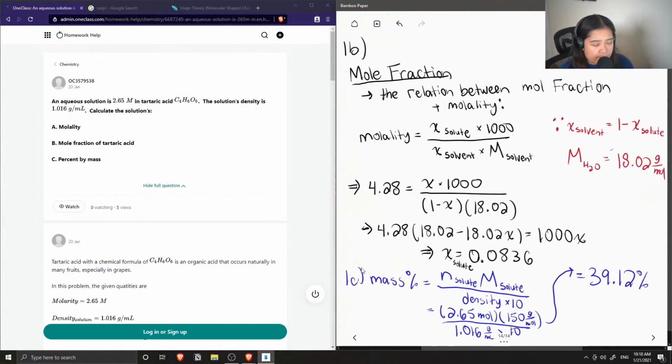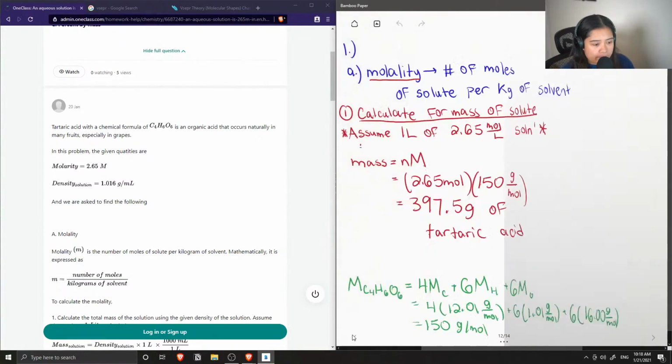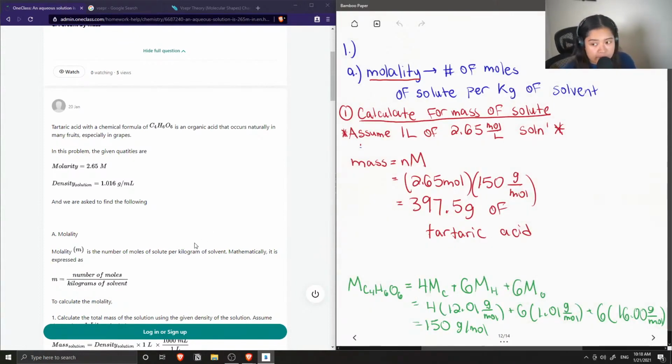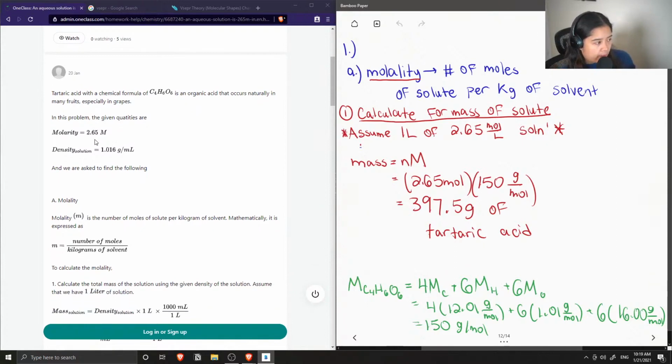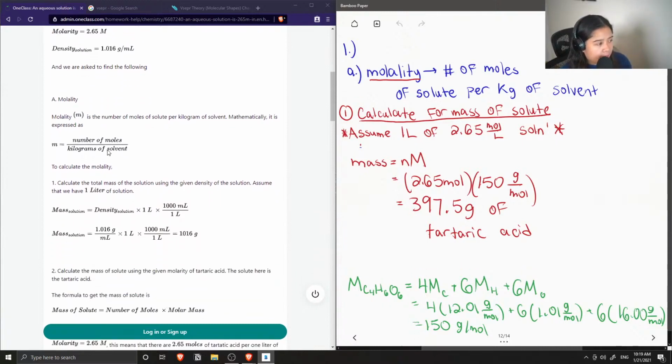Okay, so this is a long answer. So let's start from page 1 and see what the junior tutor said. So tartaric acid with a chemical formula C4H6O6 is an organic acid that occurs naturally in many fruits, especially in grapes. In this problem, the given quantities are molarity, which is 2.65 moles per liter, and density 1.016 grams per mil. We are asked to find the following. So molality is the number of moles of solute per kilogram of solvent.